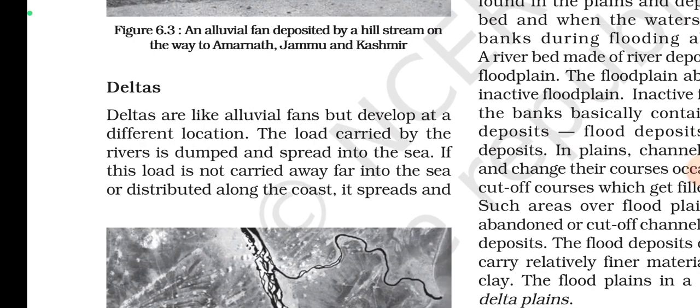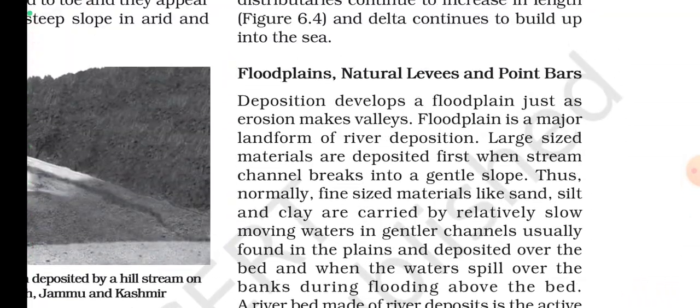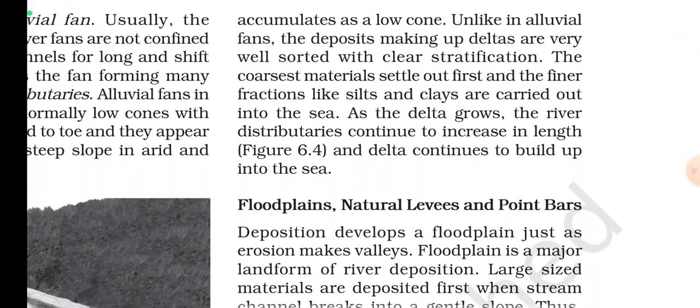Now deltas are like alluvial fans but develop at a different location. The load carried by the river is dumped and spread into the sea. If this load is not carried away far into the sea or distributed along the coast, it spreads and accumulates as a low cone.